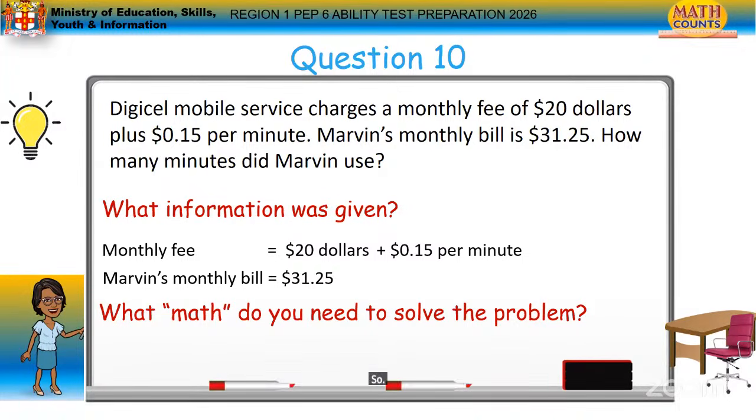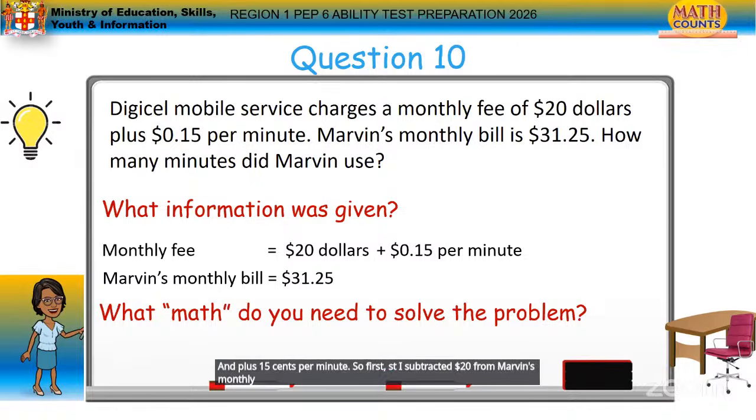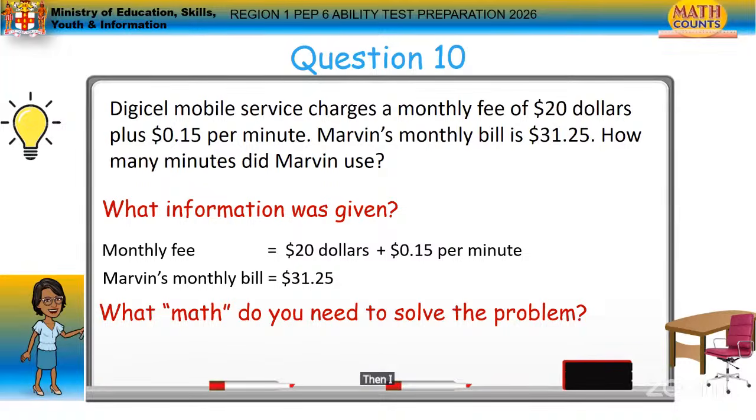So first, I analyzed that Marvin's monthly bill is $31.25. Digicel mobile service charges a monthly fee of $20 plus 15 cents per minute. So first, I subtracted $20 from Marvin's monthly bill, which is $31.25, leaving me with $11.25. Then I divided 15 cents into $11.25, leaving me with 75 minutes. Okay, thank you so much for sharing, Stella Maris.